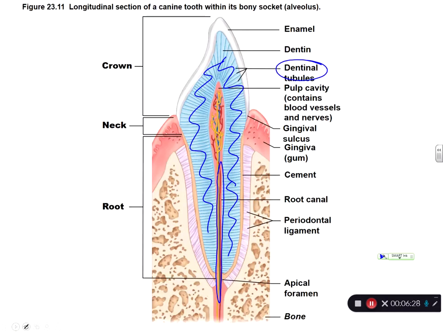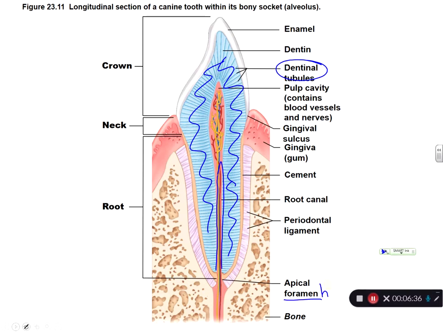The apical foramen, I have to erase a little bit here. We know the term foramen means hole. So it's this hole down at the very bottom that's allowing the nerves to come up into the tooth. Okay, that's the apical foramen. So while we're looking at this picture, I'll mention a little bit about a root canal.